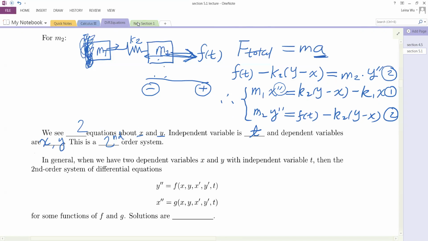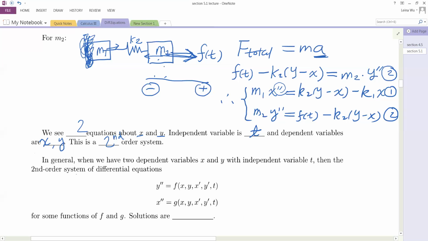Okay, so this is just an introduction of when you might be seeing these kinds of systems of equations. In a mass-spring system, once you have 2 masses, you would have 2 equations related to the 2 displacements. Because y and x appear in both of these equations, you have to look at them both to solve for x and y.